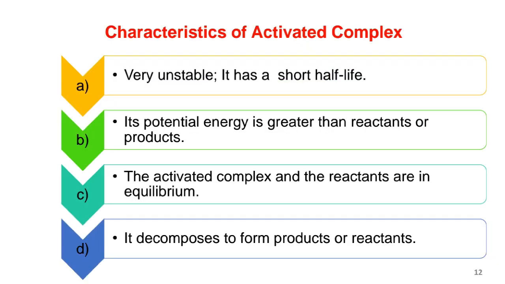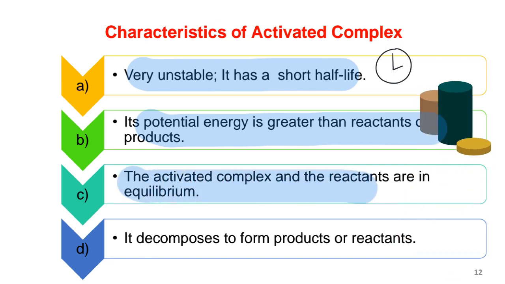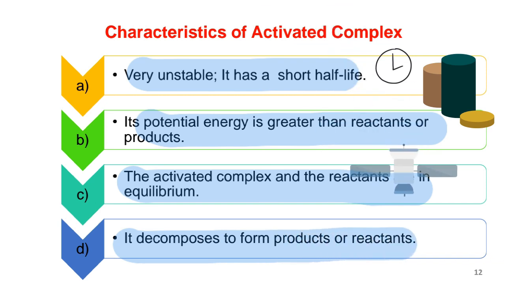So, the activated complex has these characteristics. It is very unstable and has a short half-life. Its potential energy is greater than reactants or products. The activated complex and the reactants are in equilibrium and it decomposes to form products or reactants.